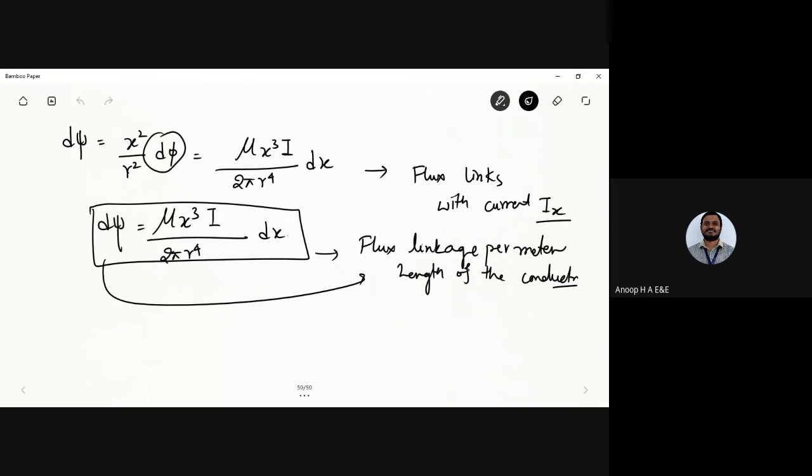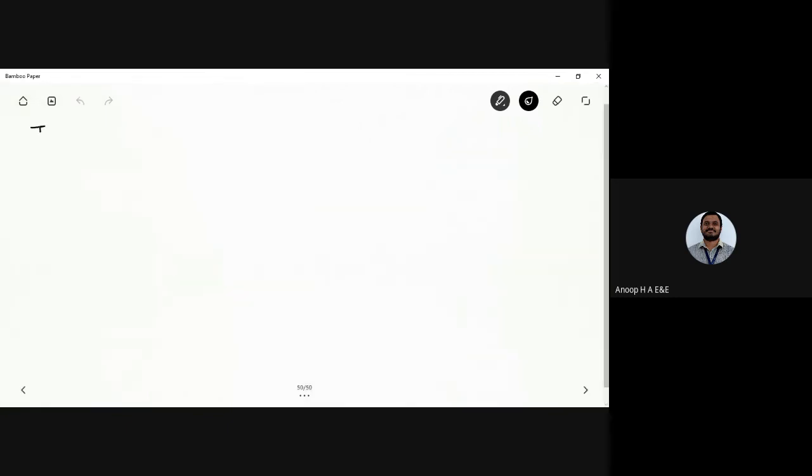Now I need the total internal flux to find. I'll not say it as total internal flux. I need to do the integral. Okay, I need to take an integral to find out the total internal flux. Let me write it as total internal flux rather than writing it as total flux.